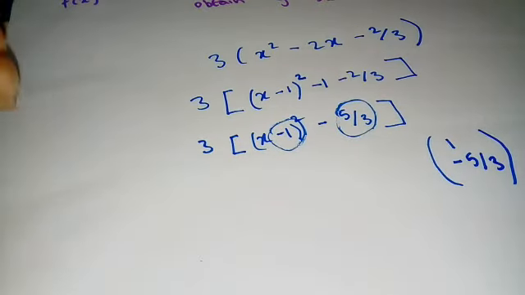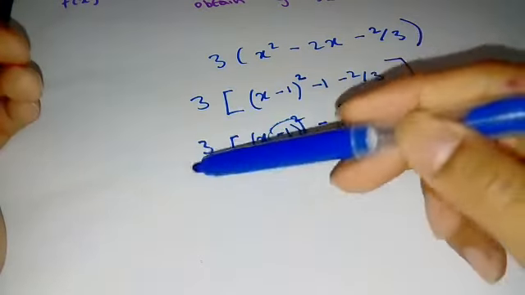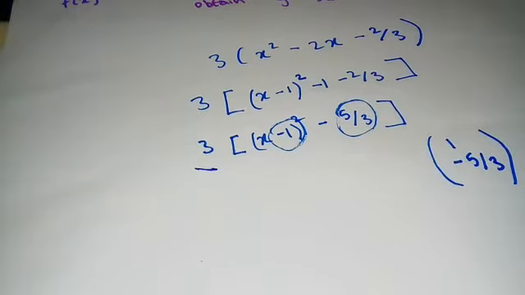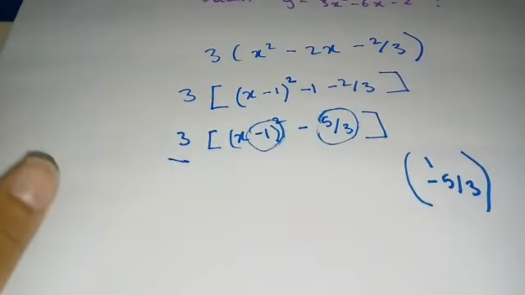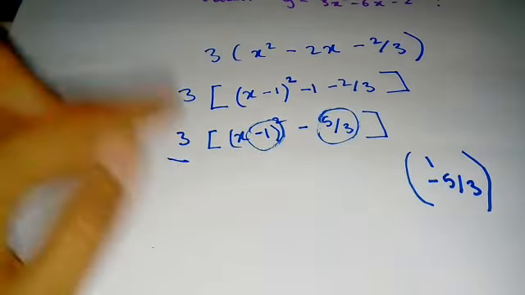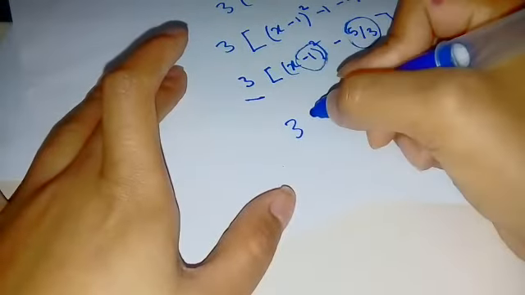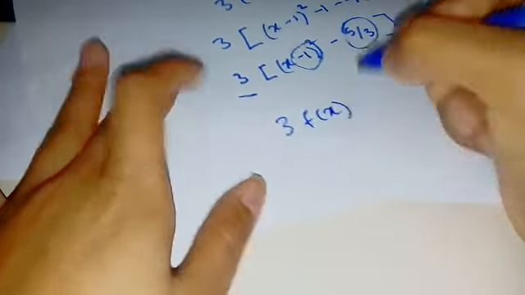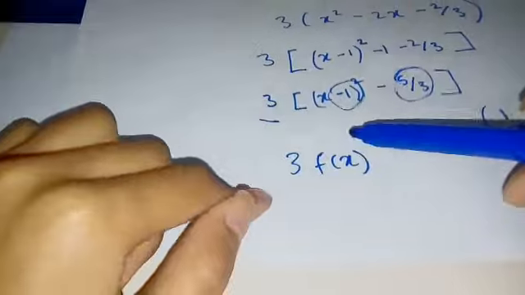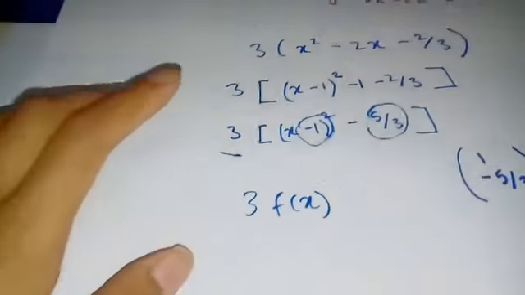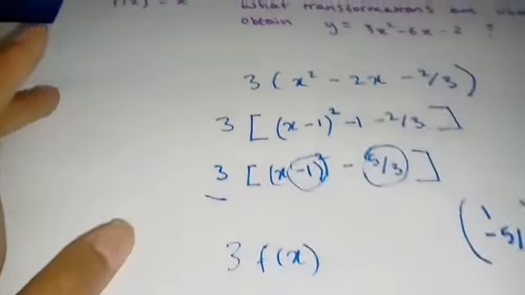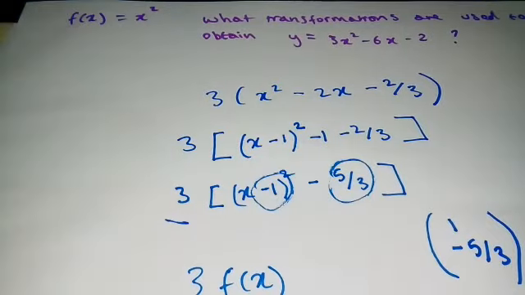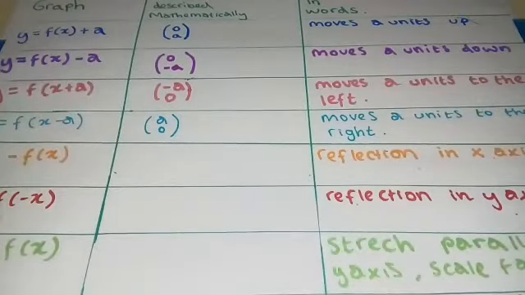But that's not all. We have to take the 3 into consideration. So after we have translated the graph, this 3 is basically the same as 3 of f of x, which means we're going to stretch parallel to the y-axis, scale factor 3. And that is how you obtain that graph from this graph. But as long as you keep referring to this table and you keep practicing, then you should be fine.